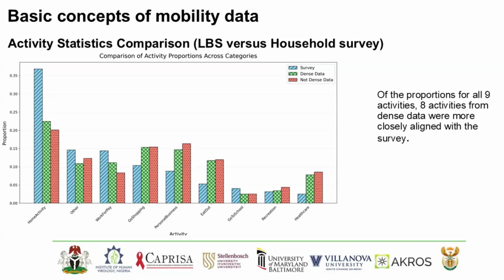Let us compare activity proportions derived from LBS data with those from traditional household travel surveys in the United States. We can see that for most of the 9 activity categories, especially in dense data samples, the results closely match the survey outcomes. This indicates that passively collected LBS data can accurately represent real-world travel and activity patterns.